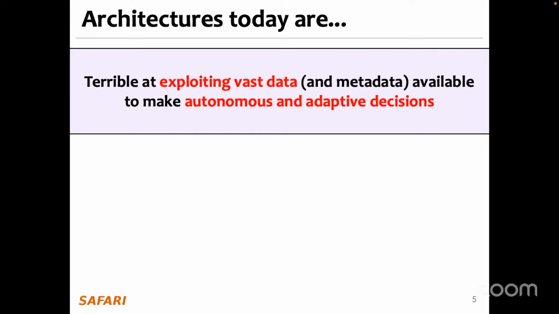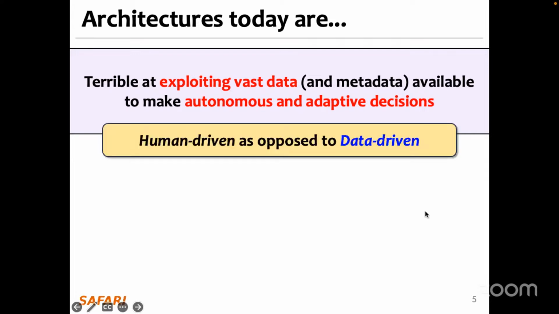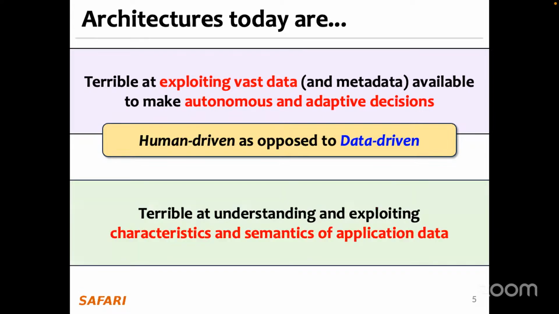Okay, so what I was discussing is that, as we know, today's architecture is heavily motivated by data, but the architectures that we are looking at today are kind of going against the trend, right? They are terrible at exploiting the vast amount of data as well as metadata available to them to make autonomous and adaptive decisions. To some extent, we can say that these architectures are more human-driven as opposed to being data-driven.